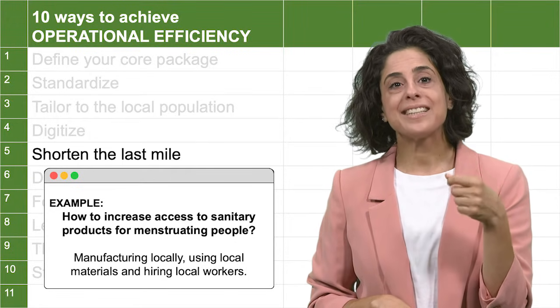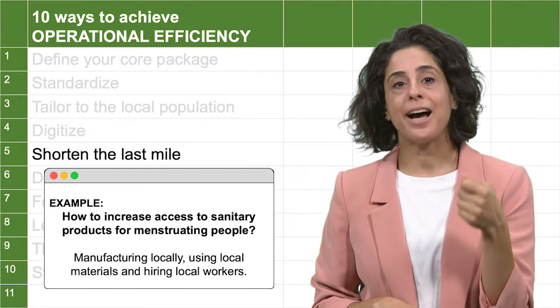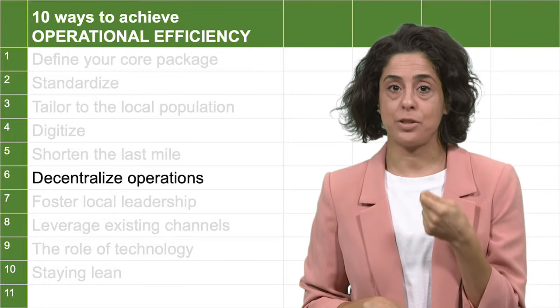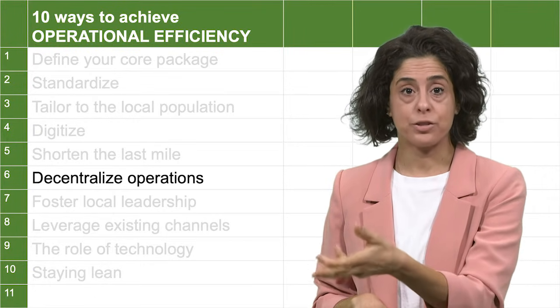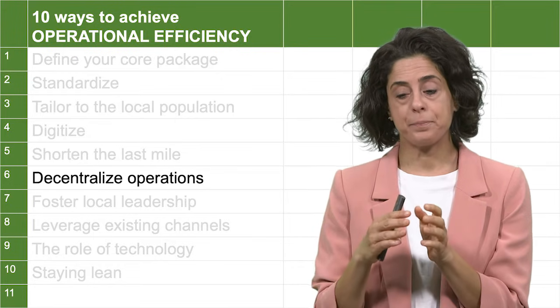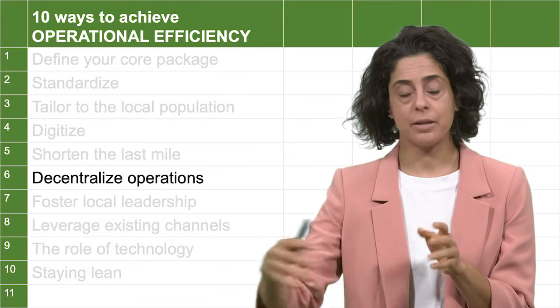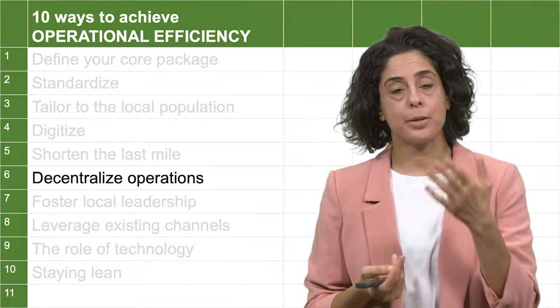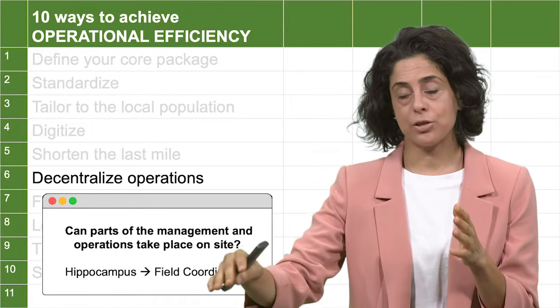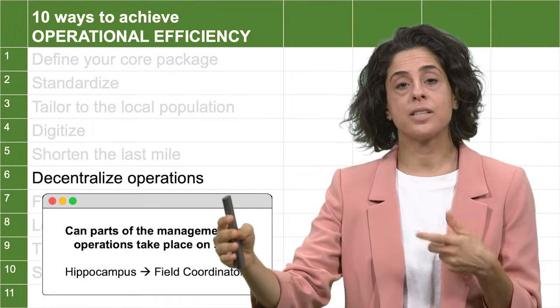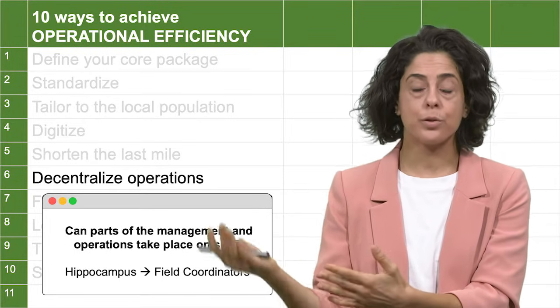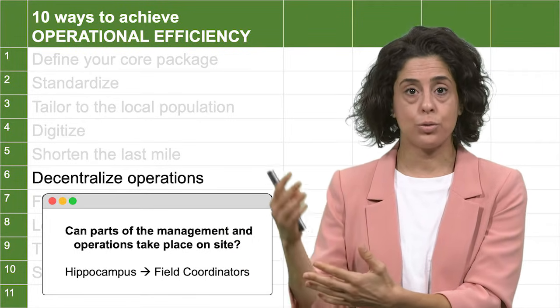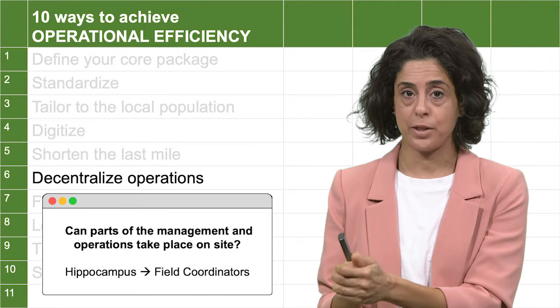So the next thing I want to say is thinking about how you can decentralize operations as much as you can. In this example, they've decentralized the manufacturing and distribution by taking it to the last mile. But in many other cases, like Hippocampus, for example, they're decentralizing by having some parts of the management and operations take place on site, like through hiring field coordinators to do the monitoring and evaluation.